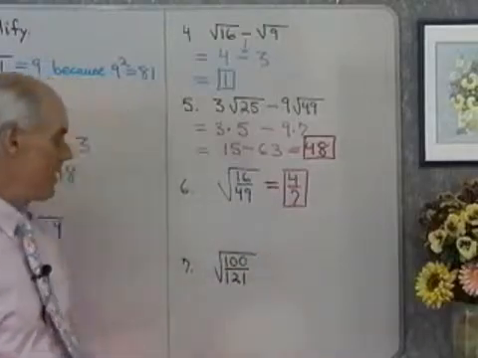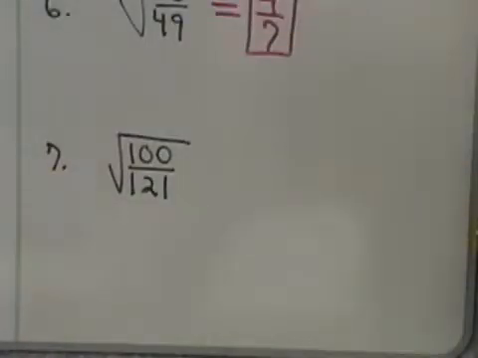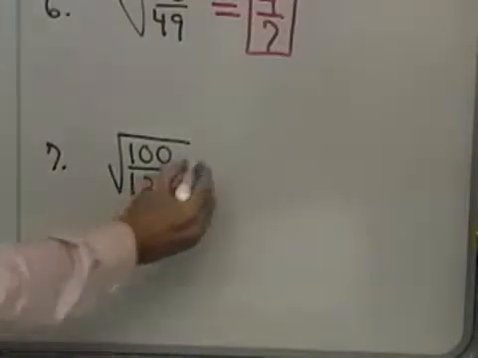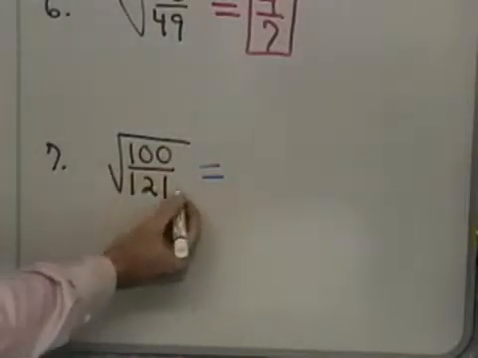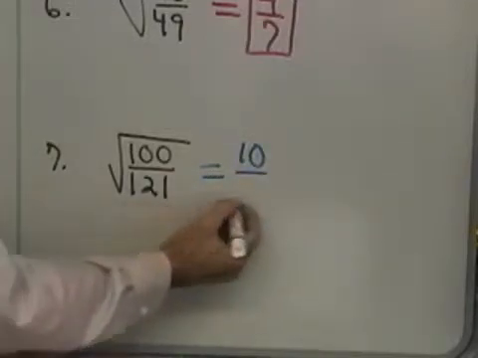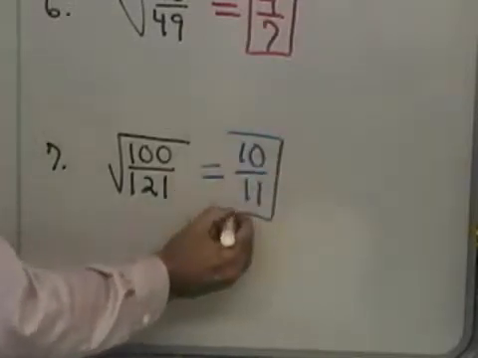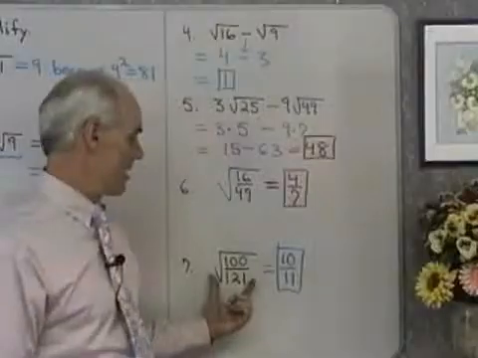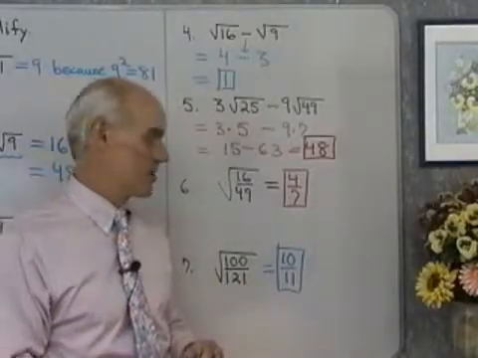Our next problem, square root of 100 over 121. Let's see. The number I would square to get this fraction will be 10 over, let's see, the number I square to get 121 is 11, so 10 over 11. So I can take square roots of fractions just like I can take square roots of whole numbers.